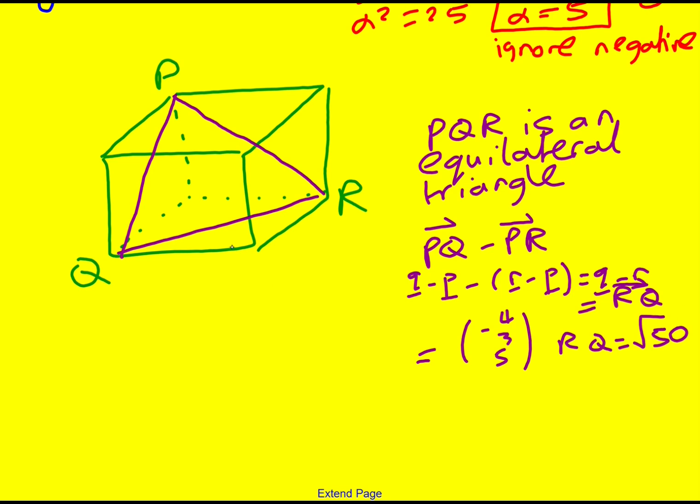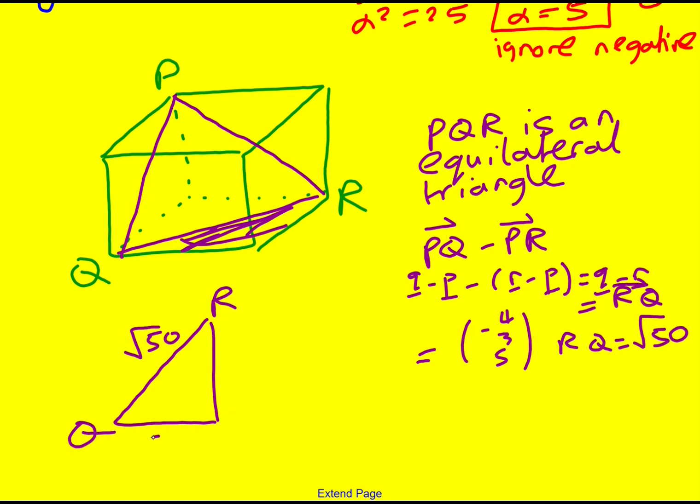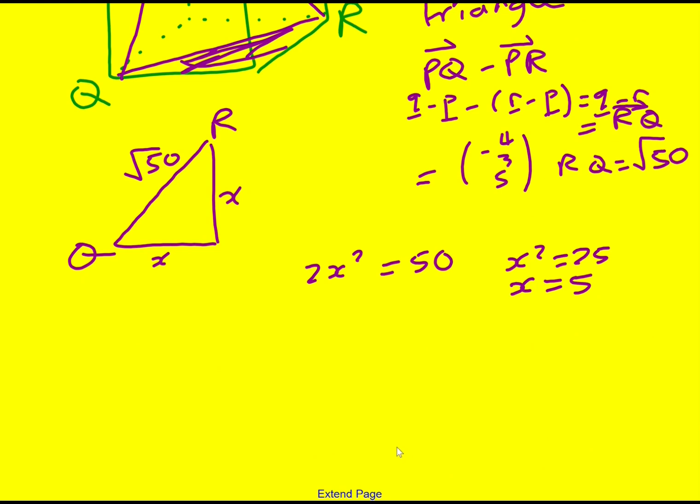Okay, so actually what we can do is maybe look at this triangle, and we can see that we've got QR and then this is root 50. Let's call the side length x. So x squared plus x squared is root 50 squared. So 2x squared is 50. x squared is 25. So x is 5 here.